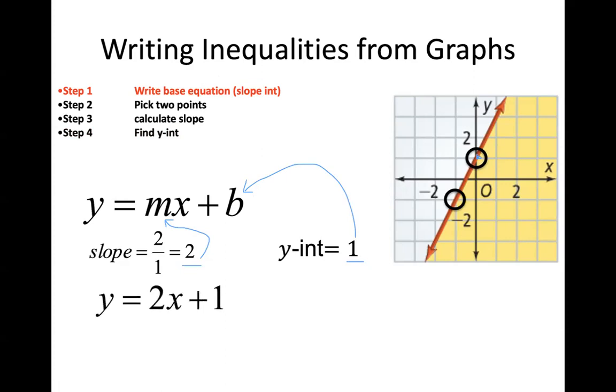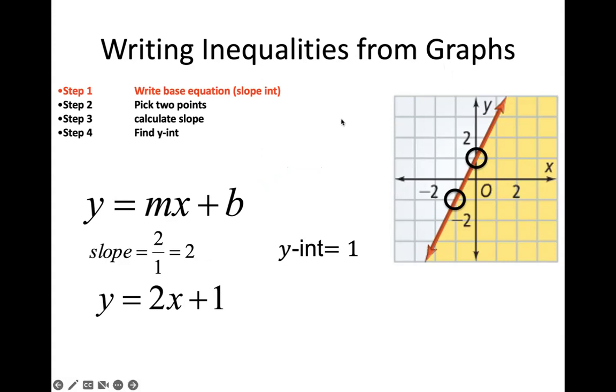And if this was just a line, then we would be done, except it's an inequality. So we have to do that last step of accounting for the fact that it's an inequality. So two things I got to do. One, I got to figure out if it's a solid or dashed line. And then two, I got to figure out which side is shaded.